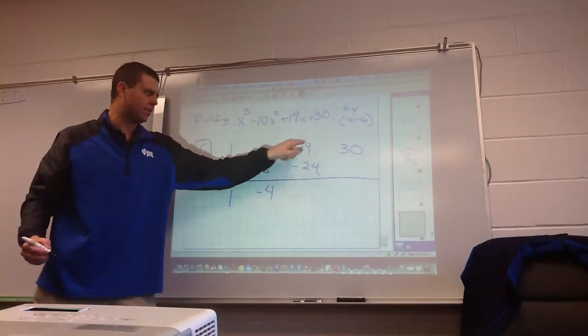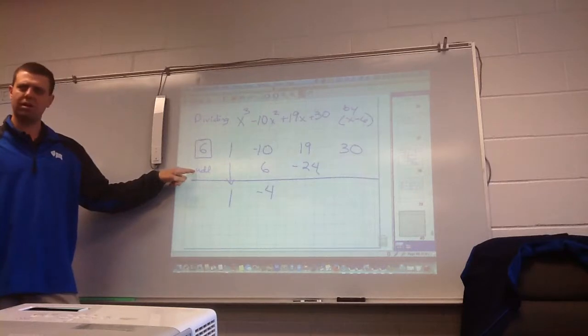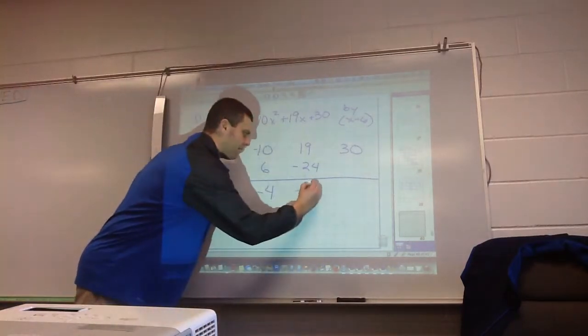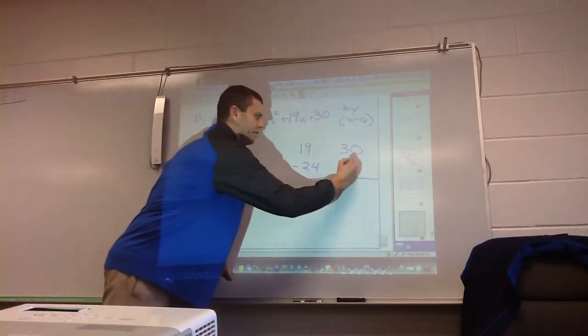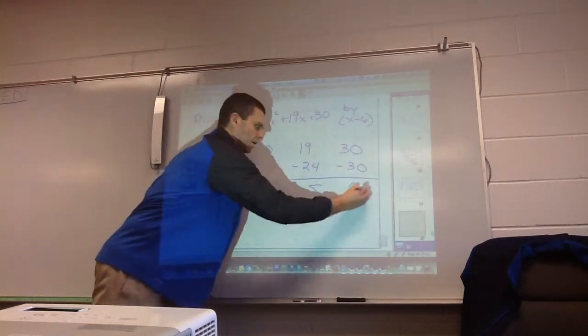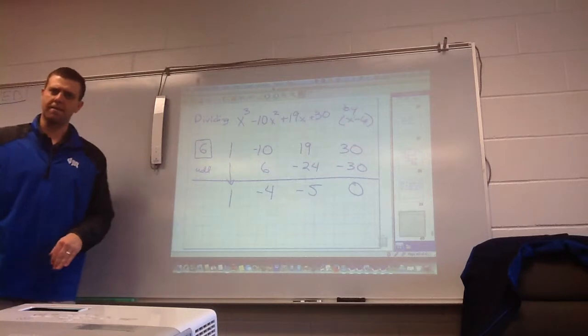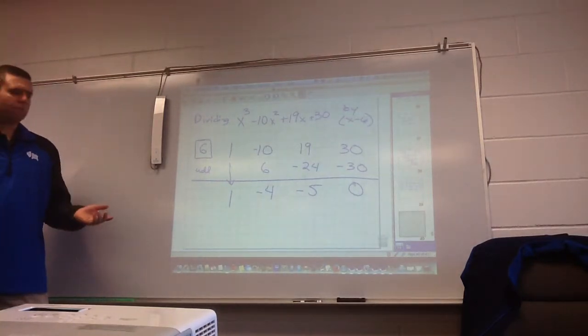What am I going to do with the 19 and the negative 24? I'm going to add it and get negative 5. Then I repeat the process. Negative 5 times 6 gives me negative 30. I'm going to add, and I better get 0. Now, how is this your answer?